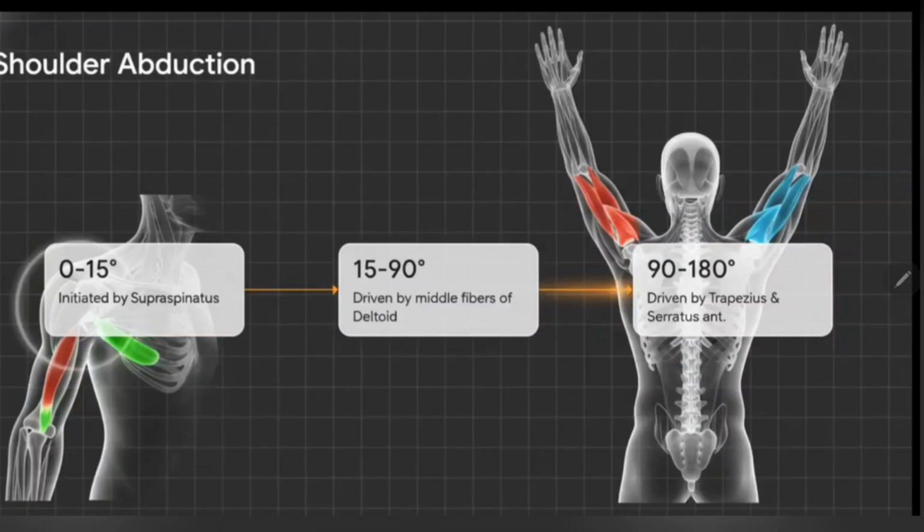So the absolutely crucial point here is knowing exactly who drives which phase. Step 1. From 0 to 15 degrees, the movement is initiated by the supraspinatus. Step 2. From 15 to 90 degrees, the heavy lifting is taken over by the middle fibers of the deltoid. And Step 3. From 90 to 180 degrees, for full overhead abduction, the scapula itself actually has to rotate, and that is driven by the trapezius and the serratus anterior. These degrees and their corresponding muscles are super high-yield concepts.